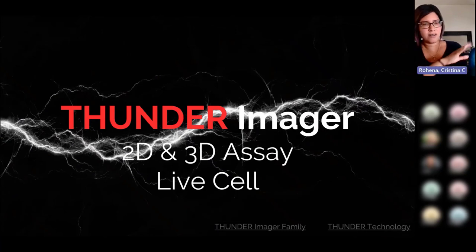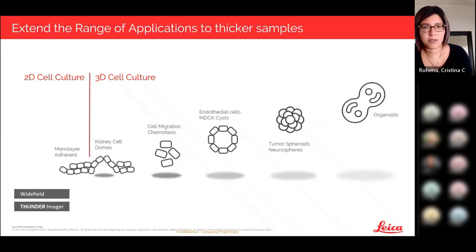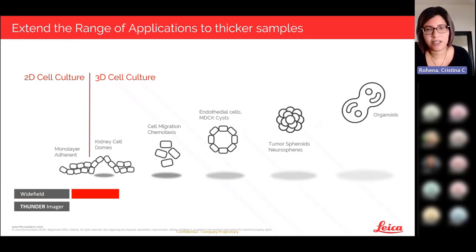So that really covers our stereo and upright systems. And now we'll just move to our inverted family of systems, which covers both our 2D, 3D assay, and then our live cell imagers as well. So with this particular area of our portfolio, we are allowing you to extend the range of applications, right, to thicker samples and also maintain physiological control of your samples, by allowing you to control the live cell environment.